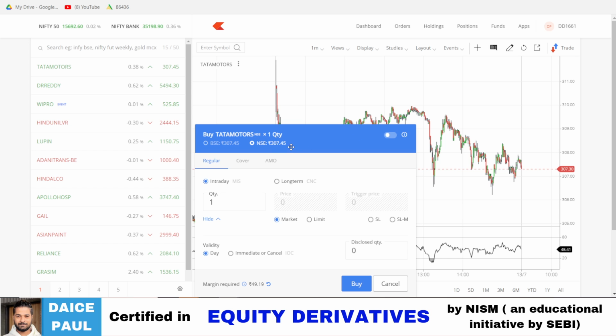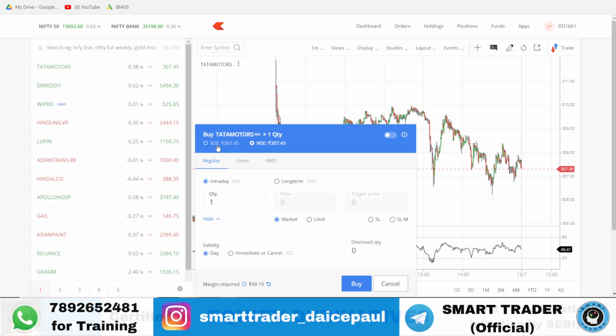Now for Tata Motors, the quantity you typed here, you will get to know, and what the NSE price and BSE price are, you will get to know. Whatever quantity you want to order, you can put here. So if you put 10 here, it will show 10. Okay, so first of all, let's go with this line.